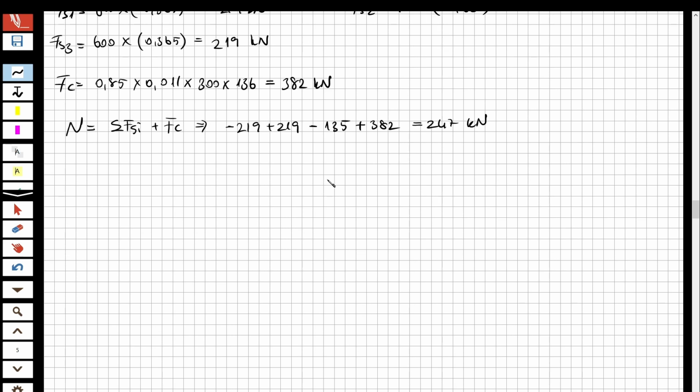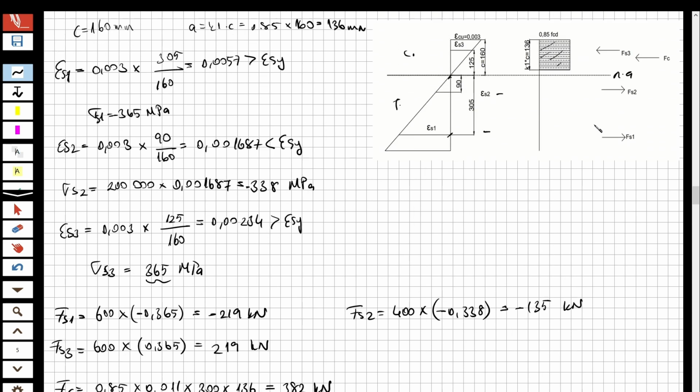Let's take the moment. For the moment, it's going to be something like that. I'm going to take it separately. I'm going to show you. Look here. These all rotate the block in the same direction. For example, this is the midpoint.